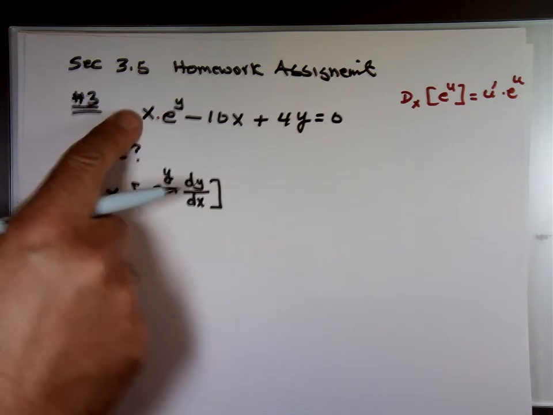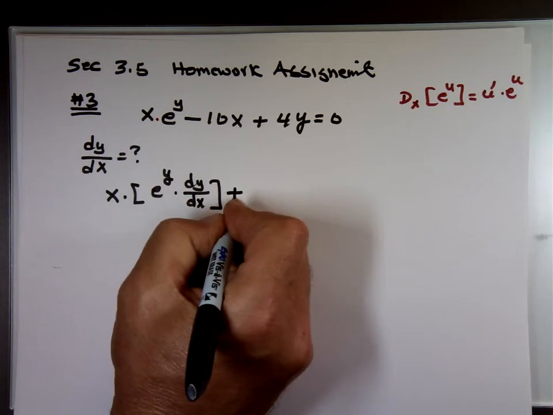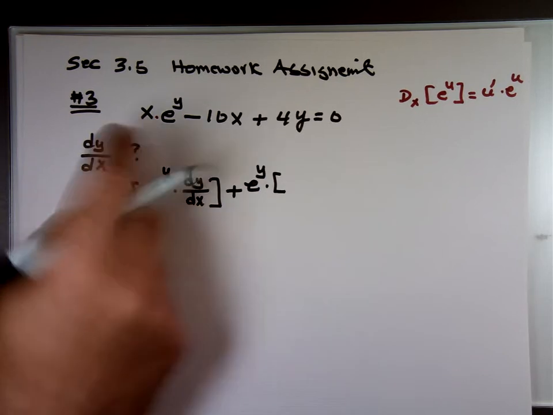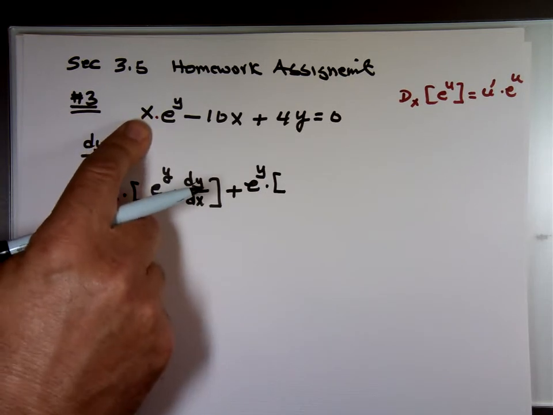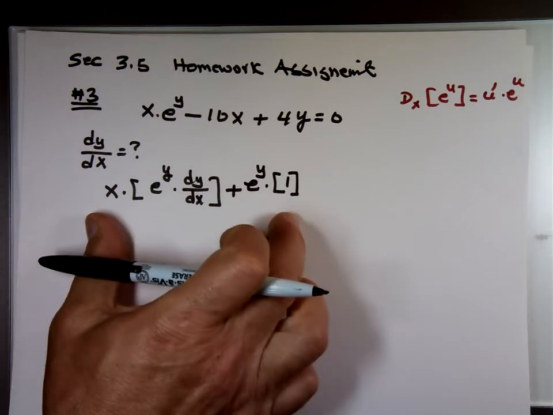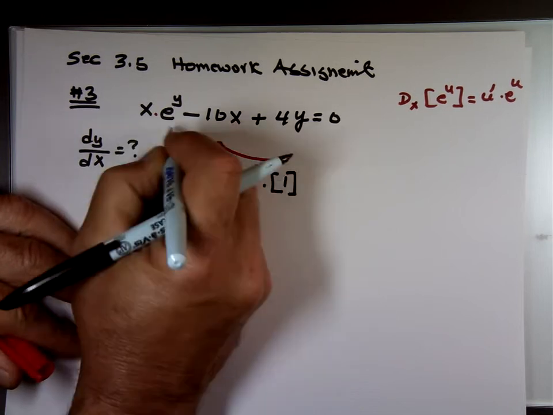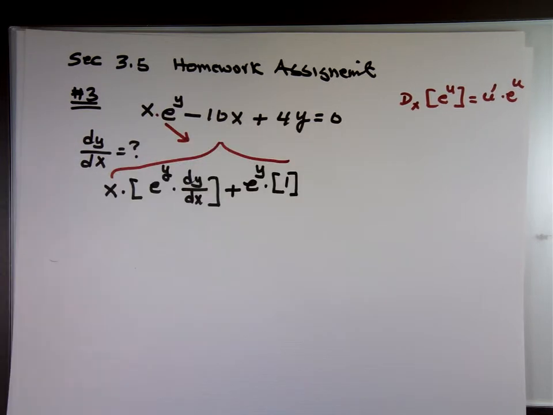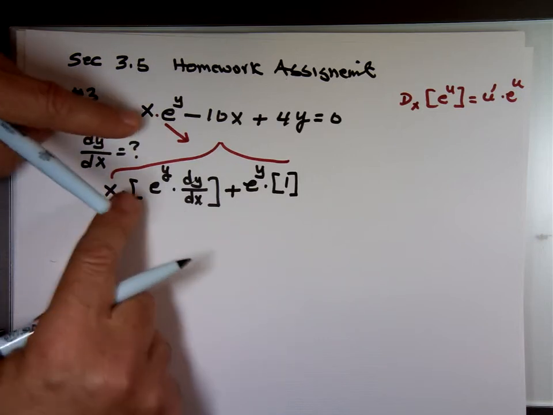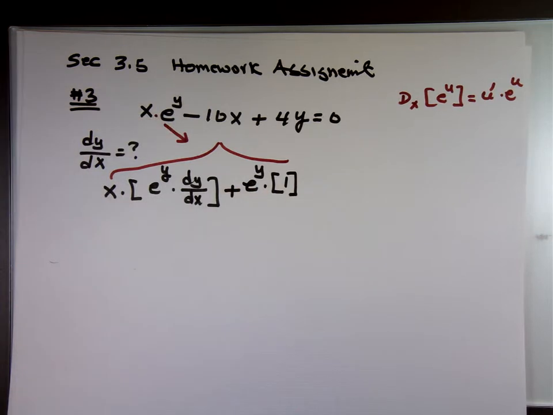So it's the first times the derivative of the second plus the second, which is e to the y, times the derivative of the first. What's the derivative of x? 1. So this answer, all of this is actually the derivative of that. Product rule, f times g prime plus g times f prime.